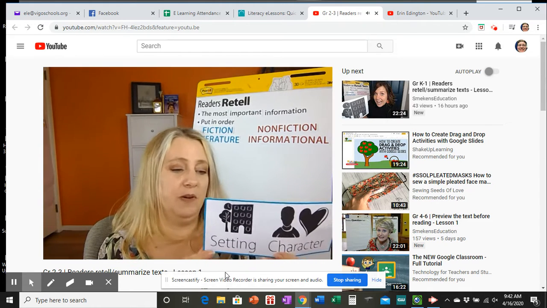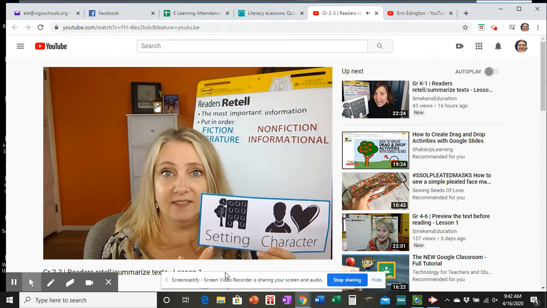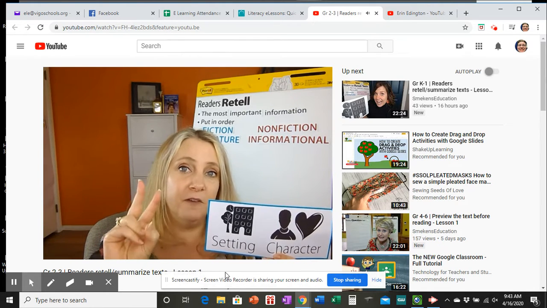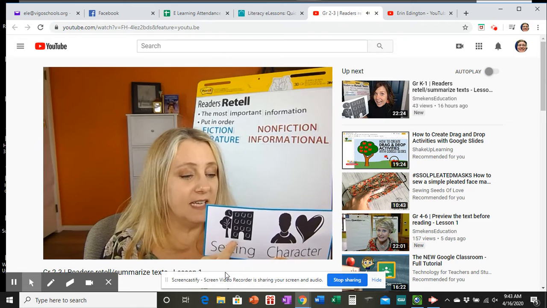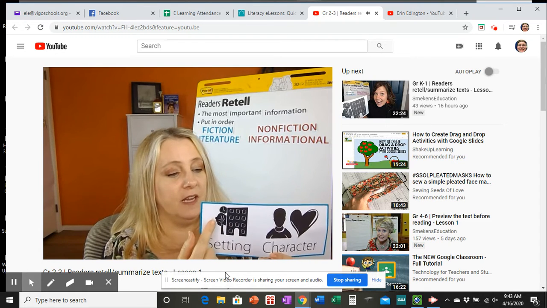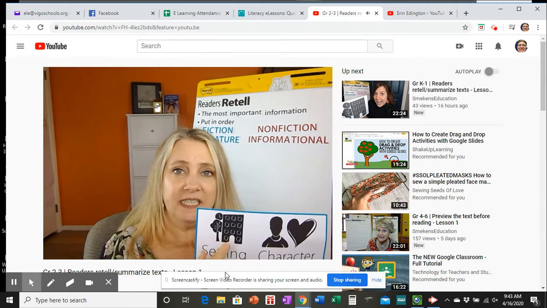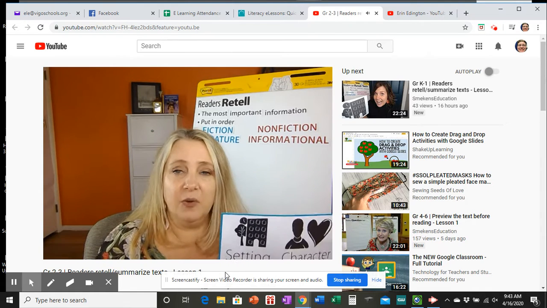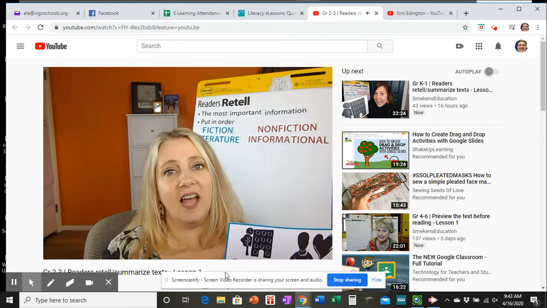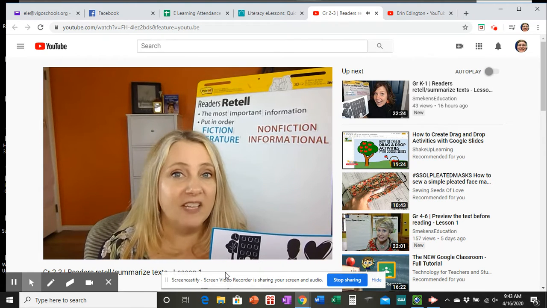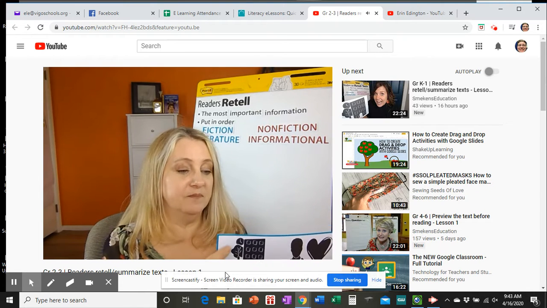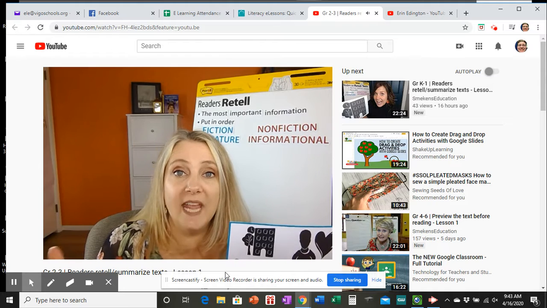So the first one I want to talk about here is setting. Now, setting actually has two different facets of it. Setting can be where the story happens. So we've got a picture of a tree and a building. So it could be where. It could be in the ocean. It could be on the moon. It could be in a house. It could be outside. It's where. But there's another element of setting that's really important, and that's time, or when.